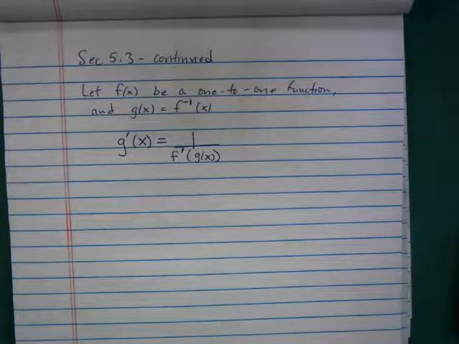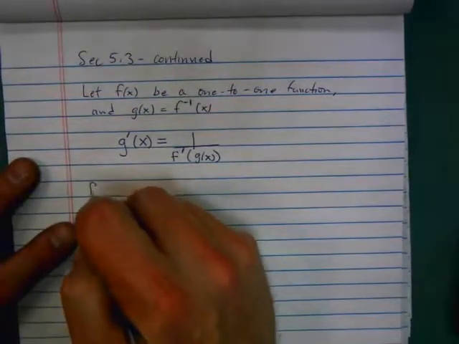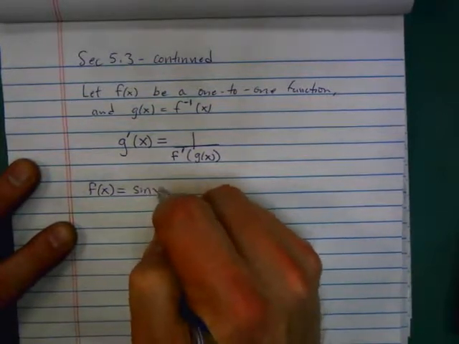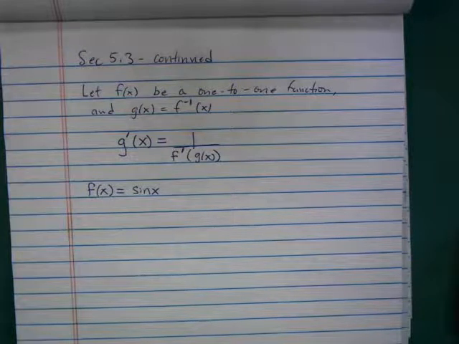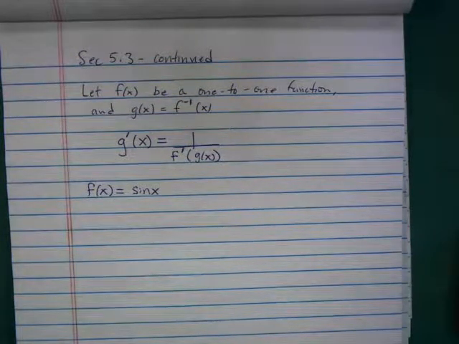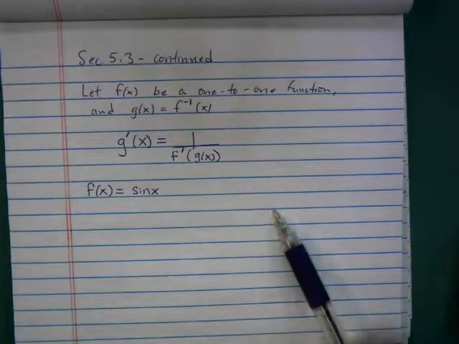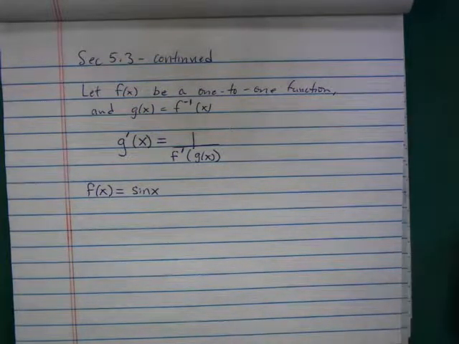All right, so I might give you a problem like this. I might give you f of x equals, how about sine x? Is sine x a one-to-one function? In other words, does sine x have an inverse? No. Why not? It does not pass the horizontal line test. Because it looks like a sine wave, and how often does a sine wave hit a horizontal line? An infinite number of times.